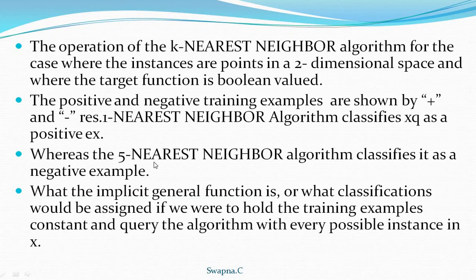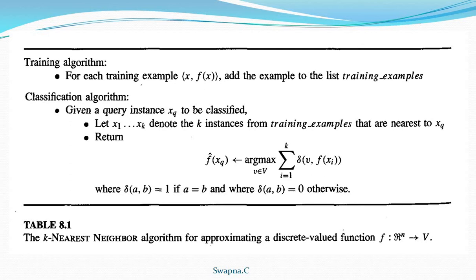That's what we saw here. If you consider the one nearest neighbor algorithm to classify XQ, it is given as a positive example. If you consider the 5 nearest neighbor algorithm, it classifies it as a negative training example. So what is the impact on the general function, or what classifications would be assigned if we were to hold the training examples constant and query the algorithm with every possible instance in X? This is represented in the form of an algorithm.